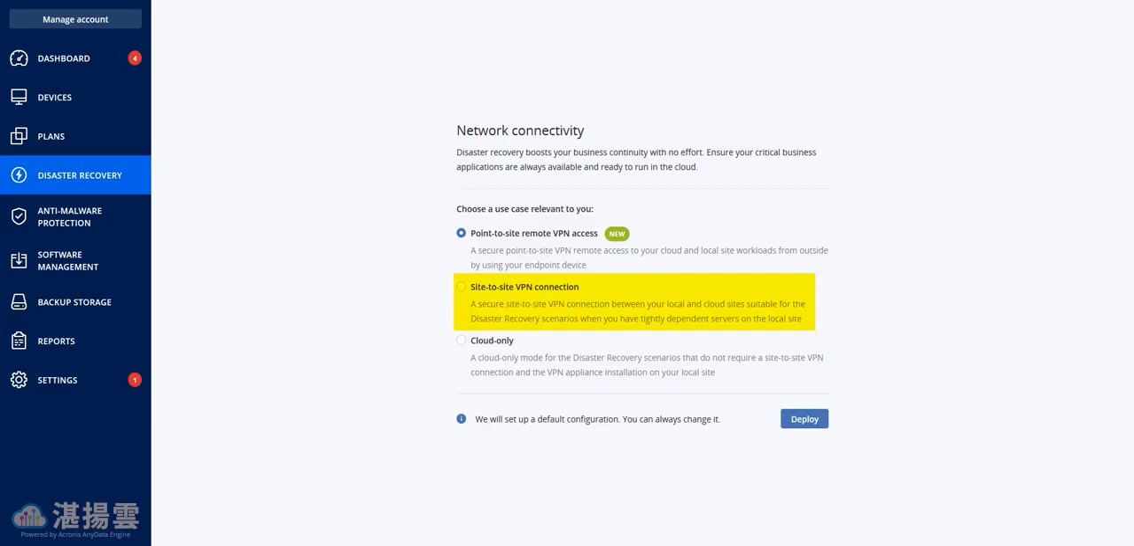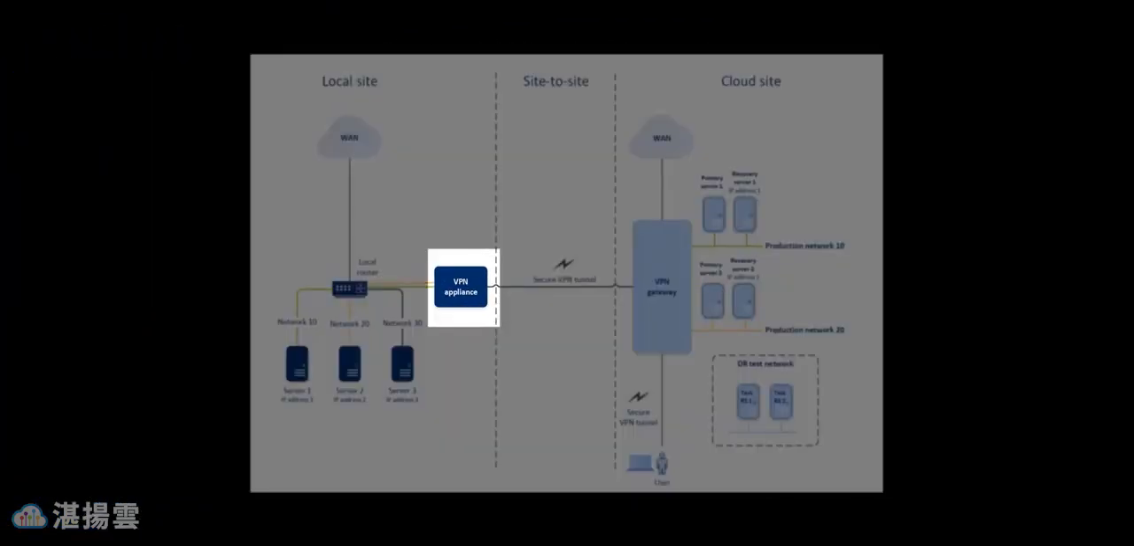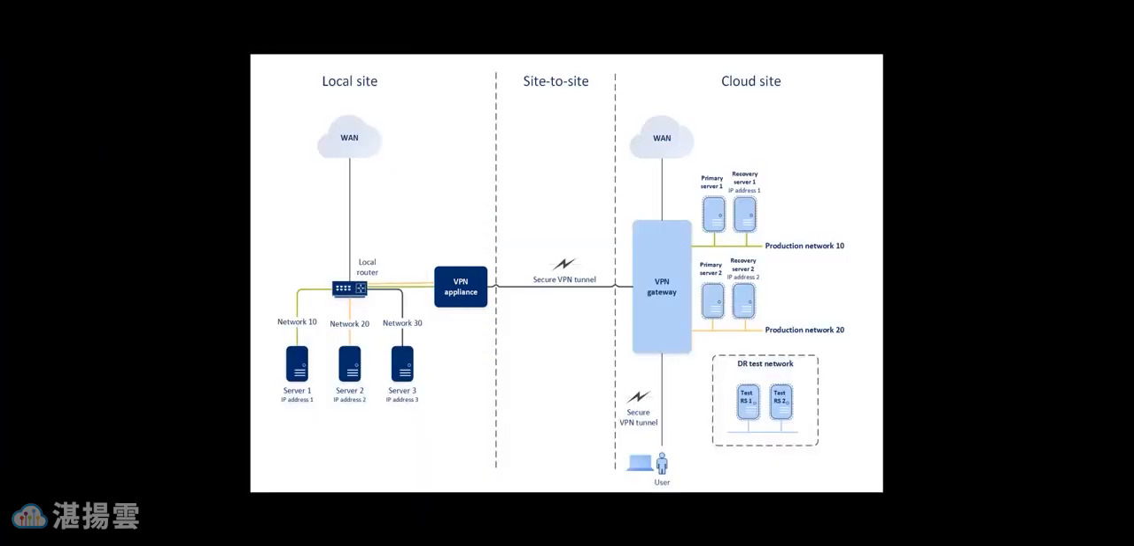The site-to-site connection is a connection extending the local network to the cloud via a secure VPN tunnel. This type of connection requires a VPN appliance deployed on your local site. Your local site is connected to the cloud site by means of this secure VPN tunnel. This type of connection is suitable in case you have tightly dependent servers on a local site, such as a web server and a database server. In case of a partial failover, when one of these servers is recreated on the cloud site while the other stays on the local site, they will still be able to communicate with each other via the VPN tunnel.